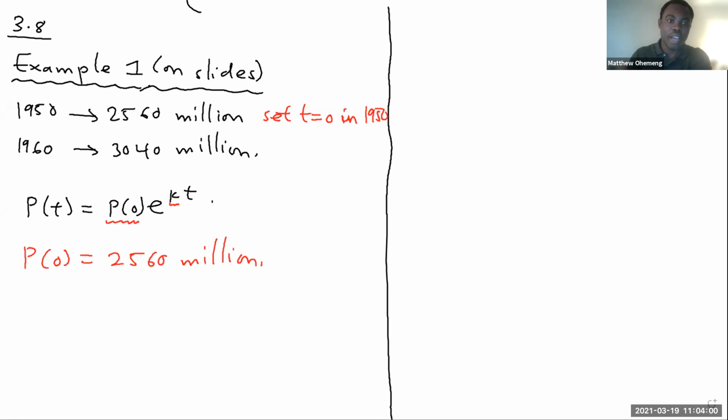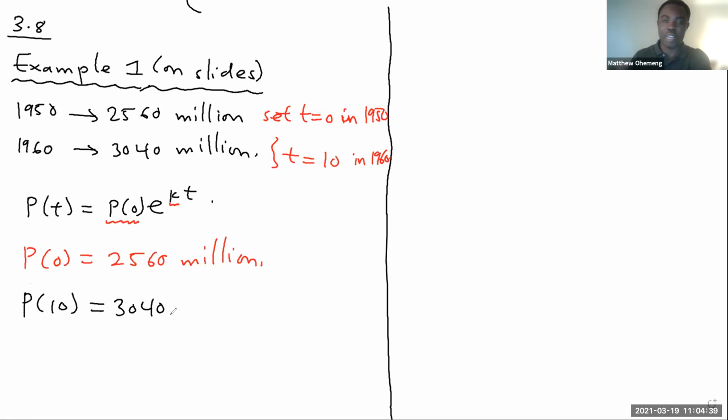Right. So now that you have that one, let's try and find the k. You're also given that in 1960 it is 3040 million. So if in 1950 we have t to be 0, then in 1960, what is t? Can anyone tell us what that is? If in 1950 t is 0, then in 1960, what is t? 10. 10. Perfect. Thank you. It's going to be 10 in 1960. So what that is saying is P of 10 is just equal to 3040 million, right?